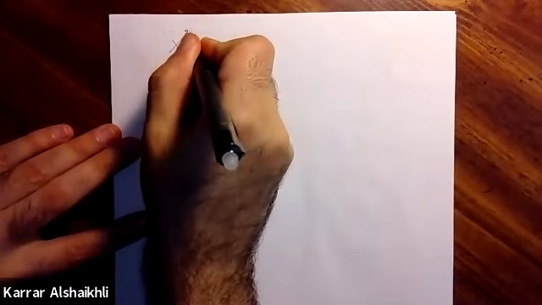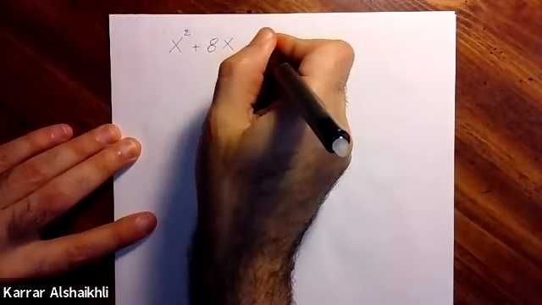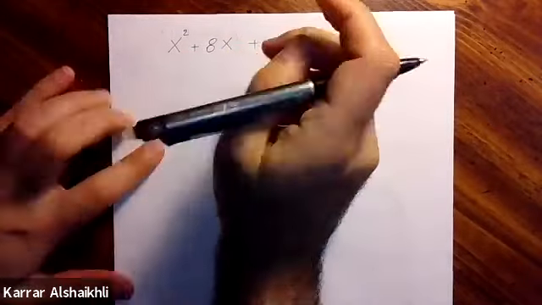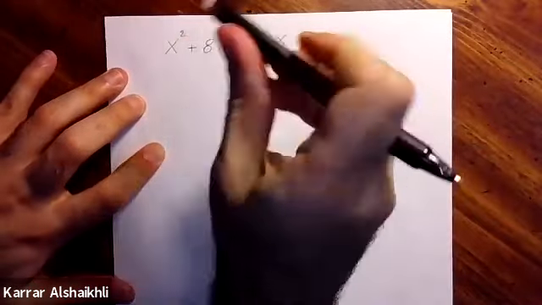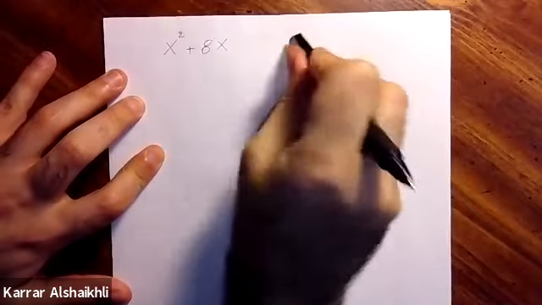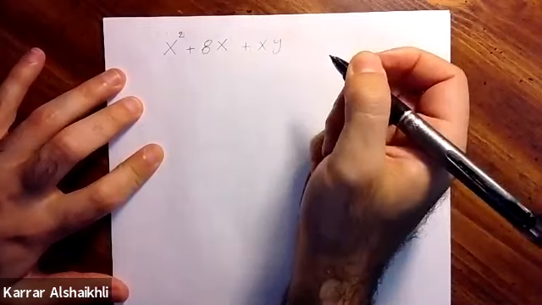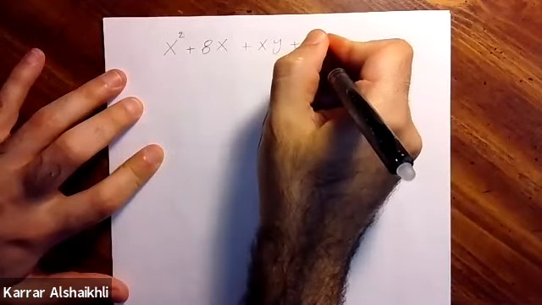So factor and by grouping, always when you see you have 4 terms. Let's do another example. If we have x squared plus 8x plus xy plus 8y.